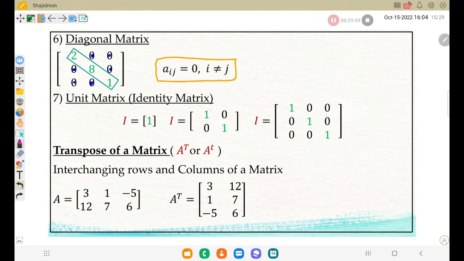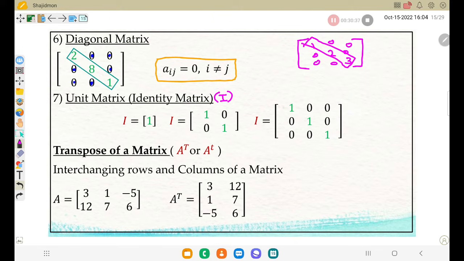Now the seventh classification: unit matrix or identity matrix. We always represent it with capital letter I. Now what does I actually mean? It is the same as a diagonal matrix. You know what a diagonal matrix is: only the diagonal has numbers and all other positions are 0. Now identity matrix means all the diagonal numbers should be 1. That is the condition of an identity matrix or unit matrix.